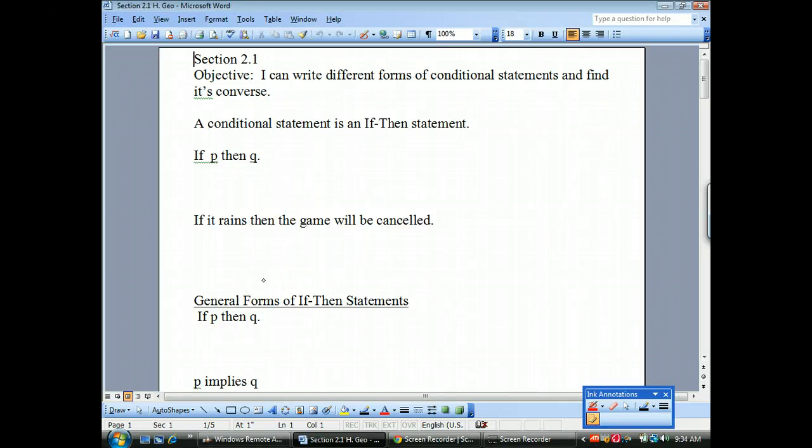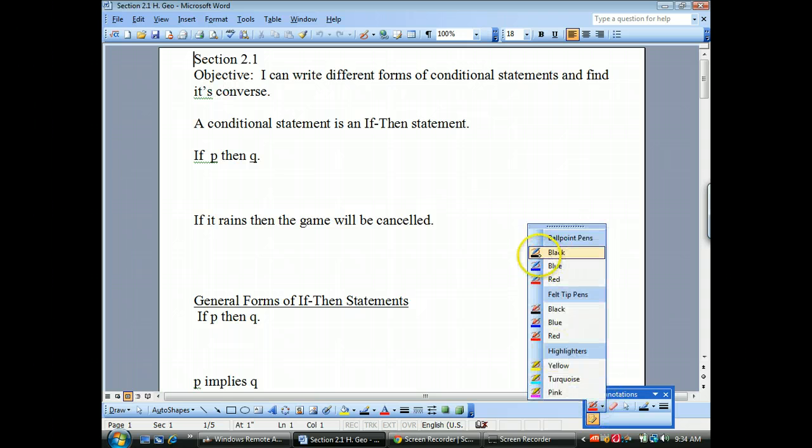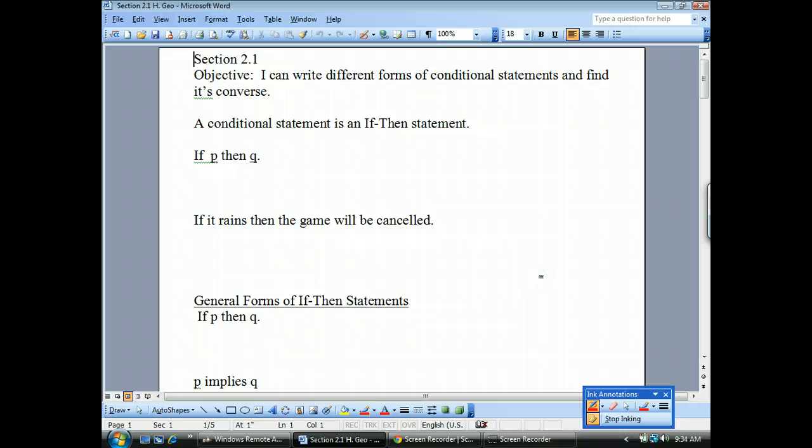Today we're looking at section 2.1 and we're beginning our look at conditional statements. Our objective today is: I can write different forms of conditional statements and I can find the converse of a conditional statement. Now first of all, what is a conditional statement? Well, a conditional statement is a statement that has the idea of if-then, and often we'll call a conditional statement an if-then statement.